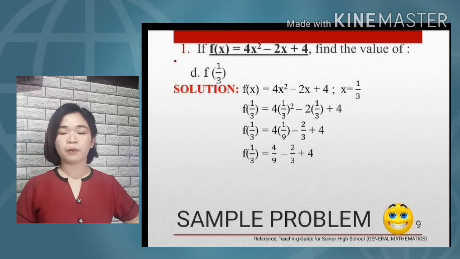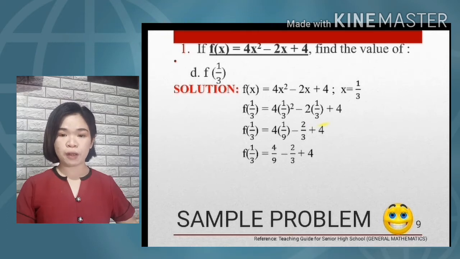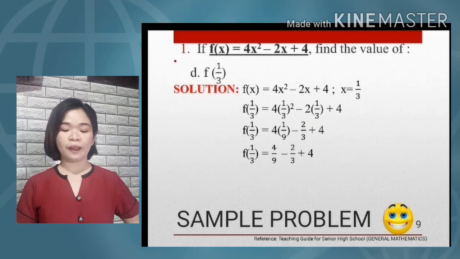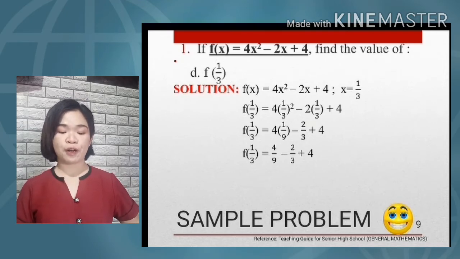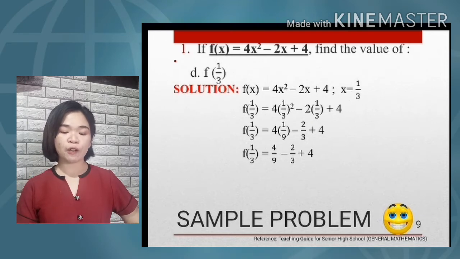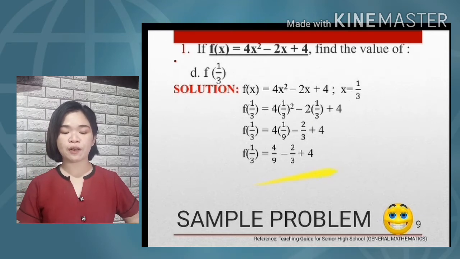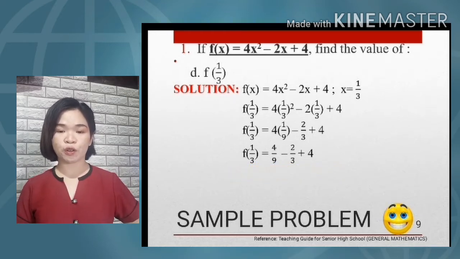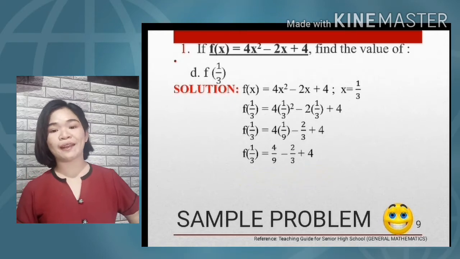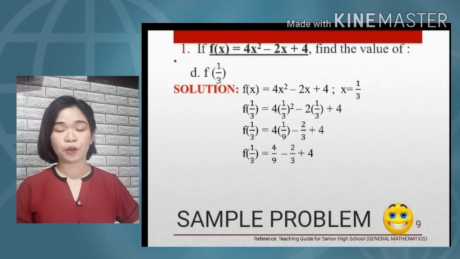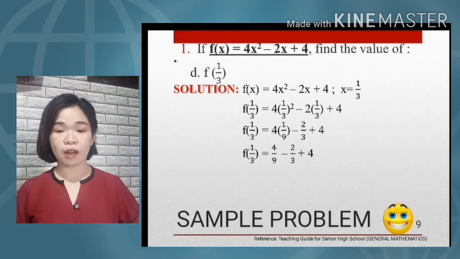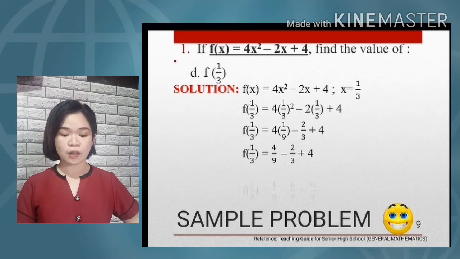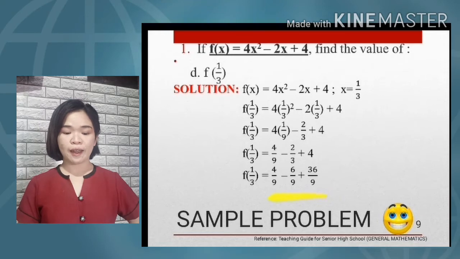So, multiplication of fractions: numerator to numerator and then denominator to denominator. And then bring down plus 4. So that will be 4 over 9 minus 2 over 3 plus 4. From here, we apply the rule for addition and subtraction of fractions. We cannot add or subtract fractions without having the same denominator. That's why we have to find the LCD. In this case, our LCD will be 9.